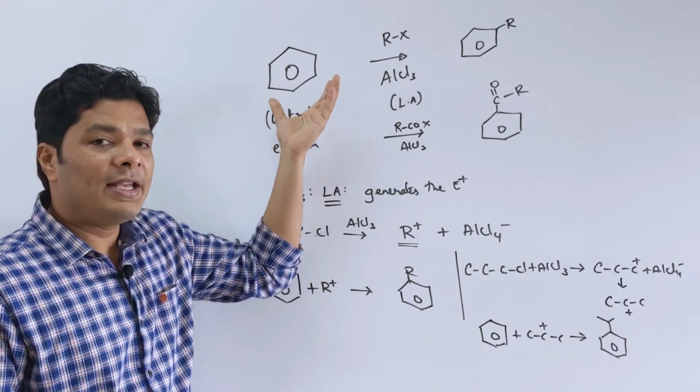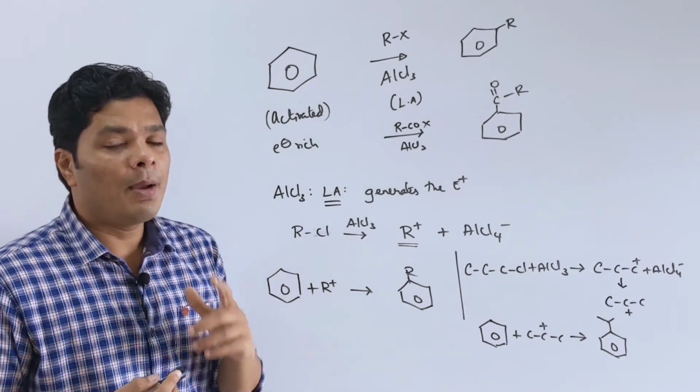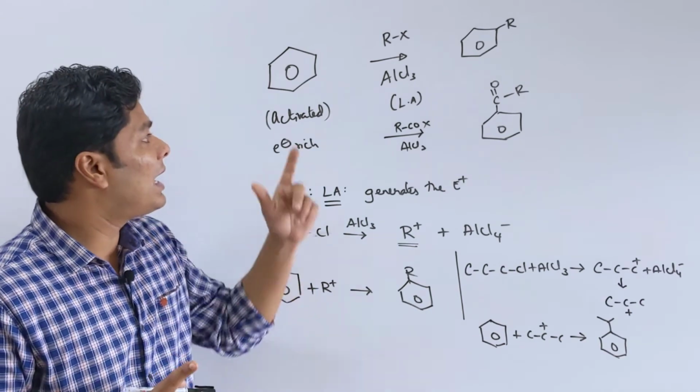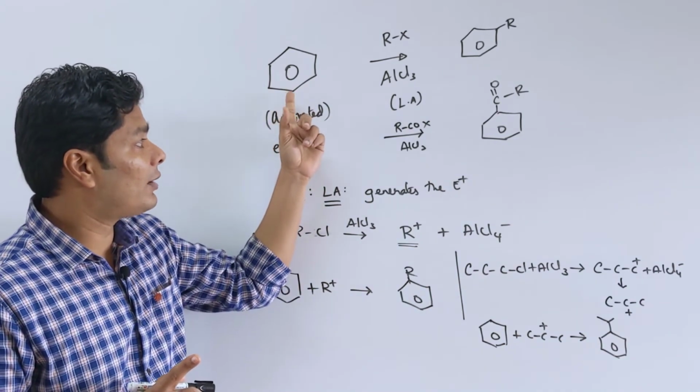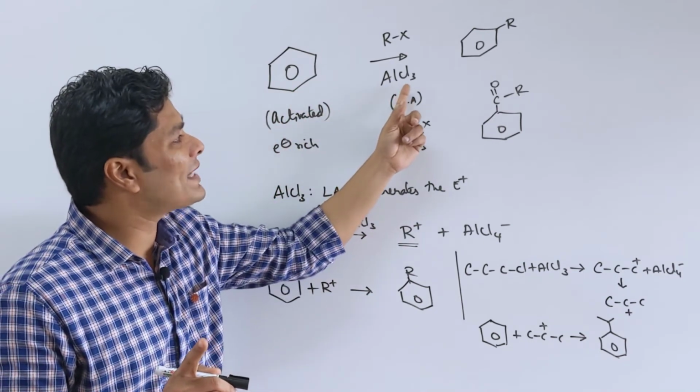aniline. But aniline, NH2 group pumps the electron into the ring, so the ring is electron rich. But aniline will not undergo Friedel-Crafts reaction. You want to make sure you remember that because aniline is electron rich group, but also it's a Lewis base. It will react with Lewis acid.